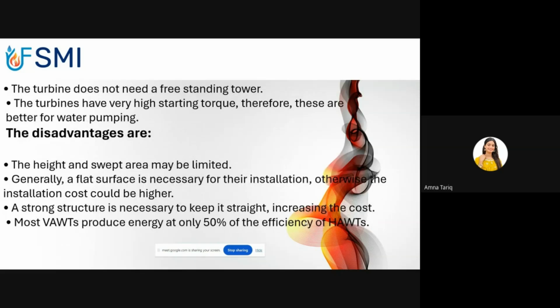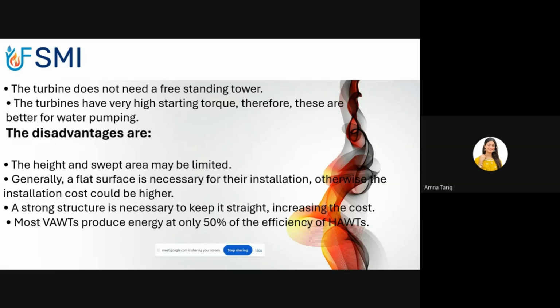The turbine does not need a freestanding tower in the design of the vertical axis turbine. We cannot use a freestanding tower. The turbines have very high starting torque. Okay, so the torque is very high. Therefore, these are better for water pumping. So these are the advantages.